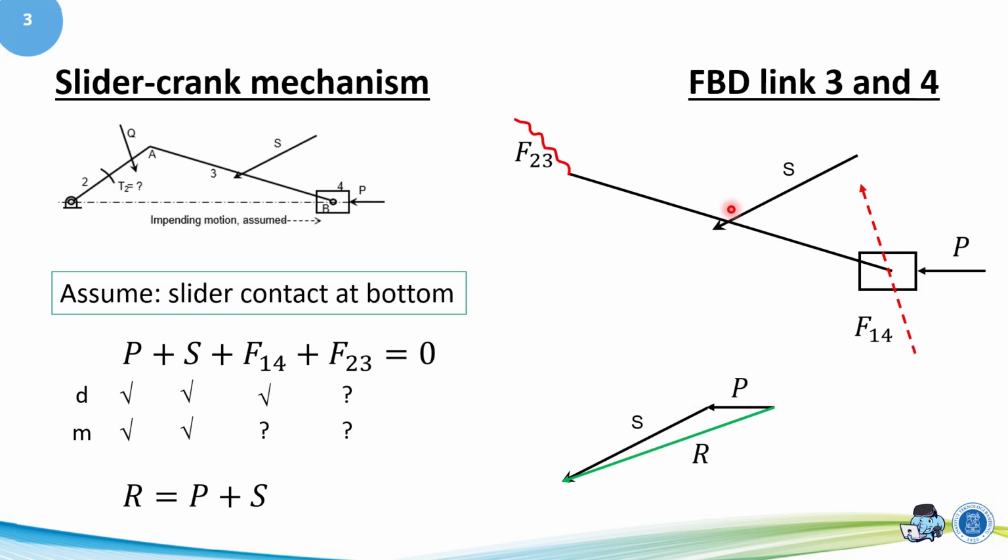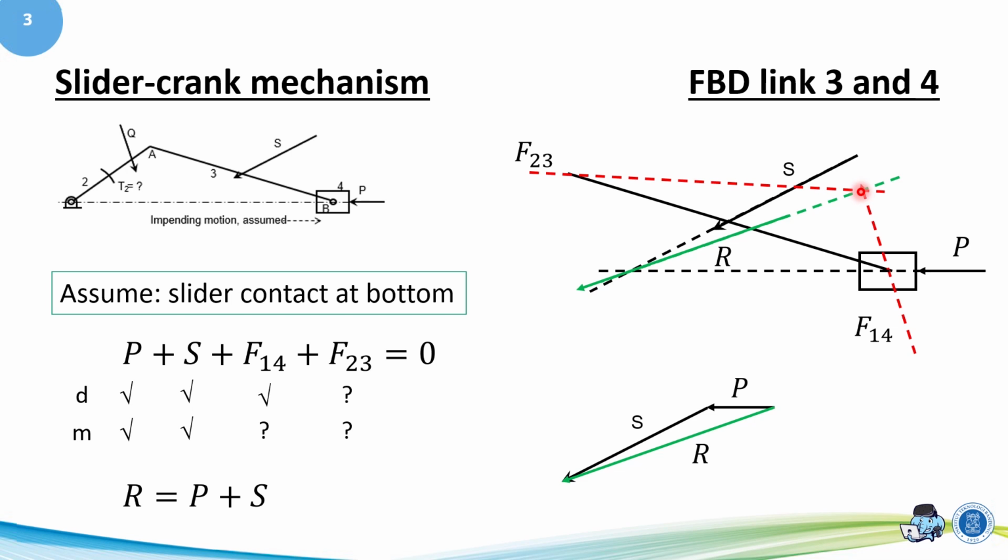Next, we want to find the line of action of F23 to solve this problem. But first, we want to move this vector R to the mechanism. How to do that? First, we find the intersection point between the force S and the force P. And then at this intersection, we move the vector R to here. Then we find the intersection point between force R and F14. And finally, we can get the direction of F23.